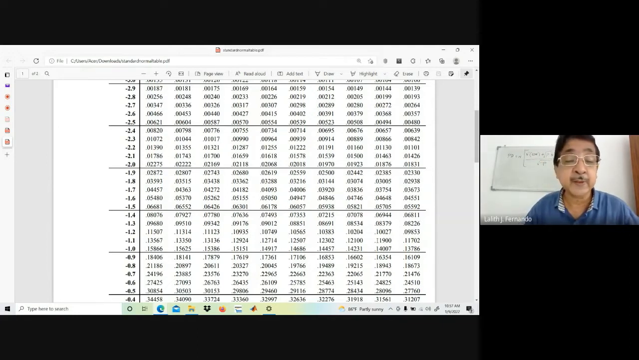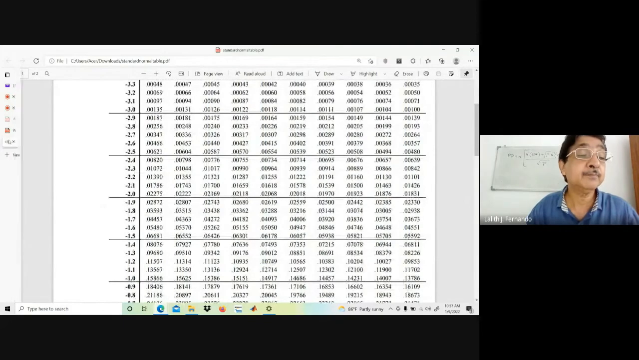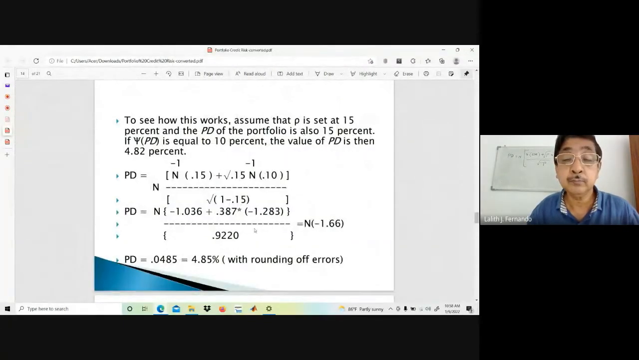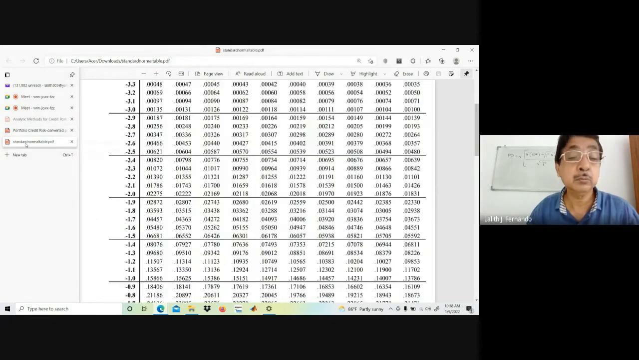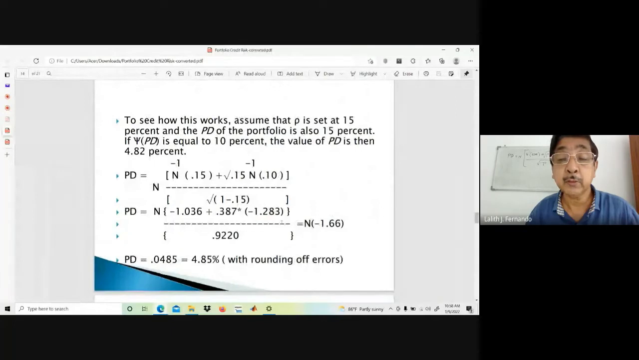So 0.155 means minus 1.28, and the next digits give 1.285, I think. Anyway, we will see what it is. Yes, 1.285.